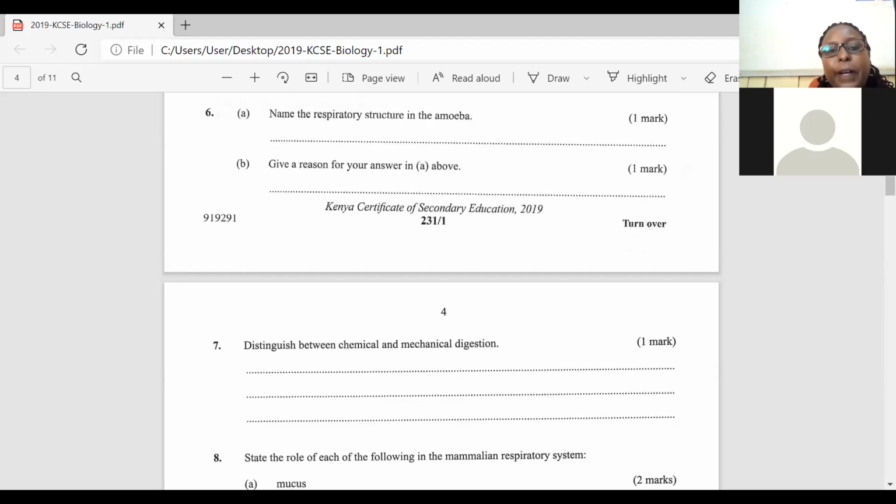For example, if this student would have not given the correct answer, if they would have talked of the gills in A, and they come and give the correct answer also in B, that one also is going to disqualify the mark because the identity was not done well in part A. So giving the wrong answer in part A is going to disqualify the student also in B.